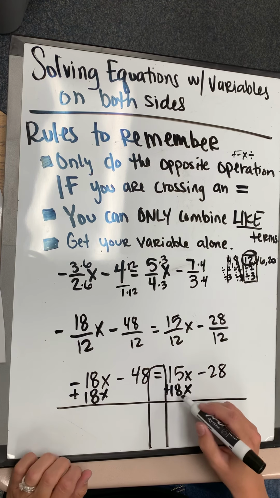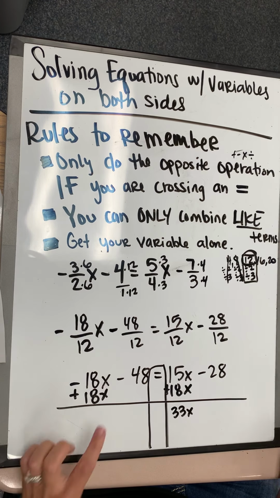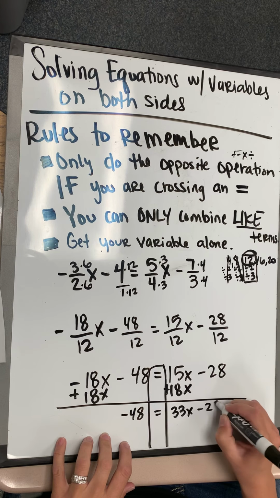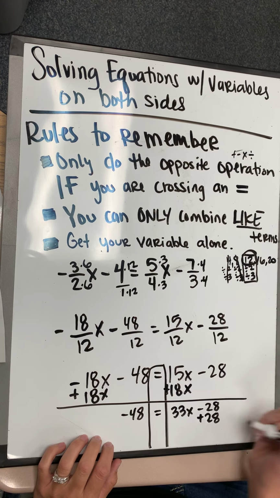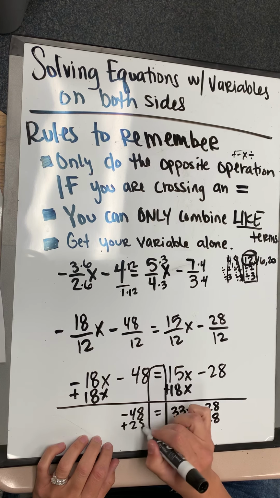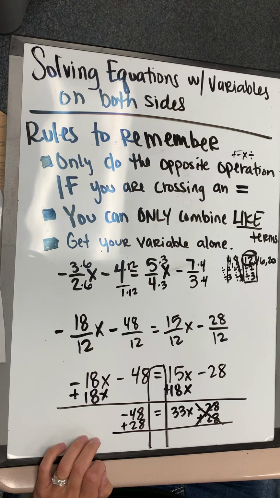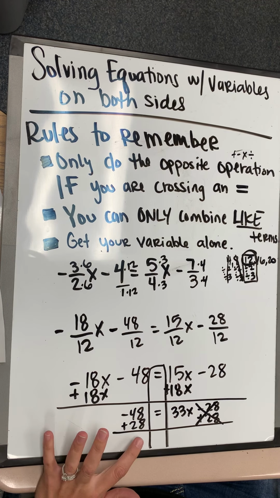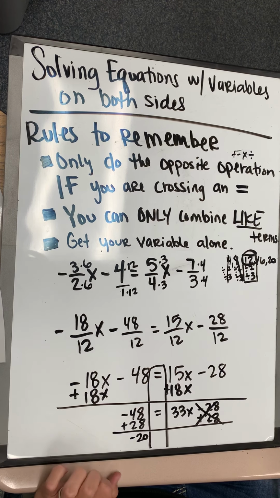So 15 plus 18 is 33x. I still have a negative 48 on this side. It's equal to a negative 28. So now I would add 28. So over here I would add 28. That's gone. Over here, negative 48 plus 28 is going to give me a negative 20.